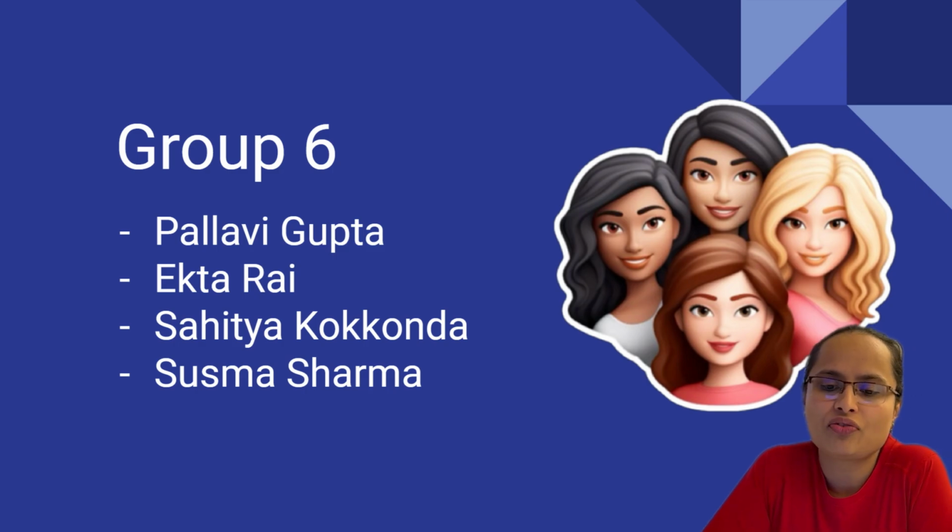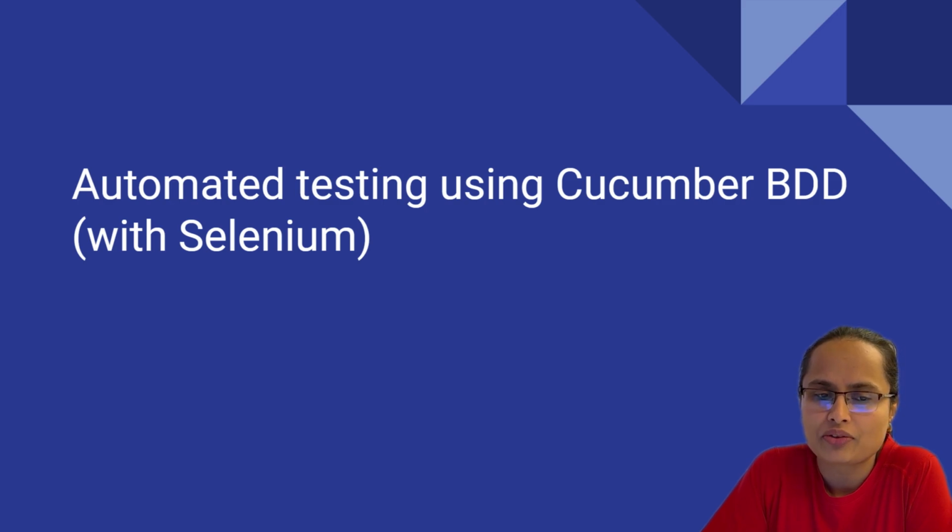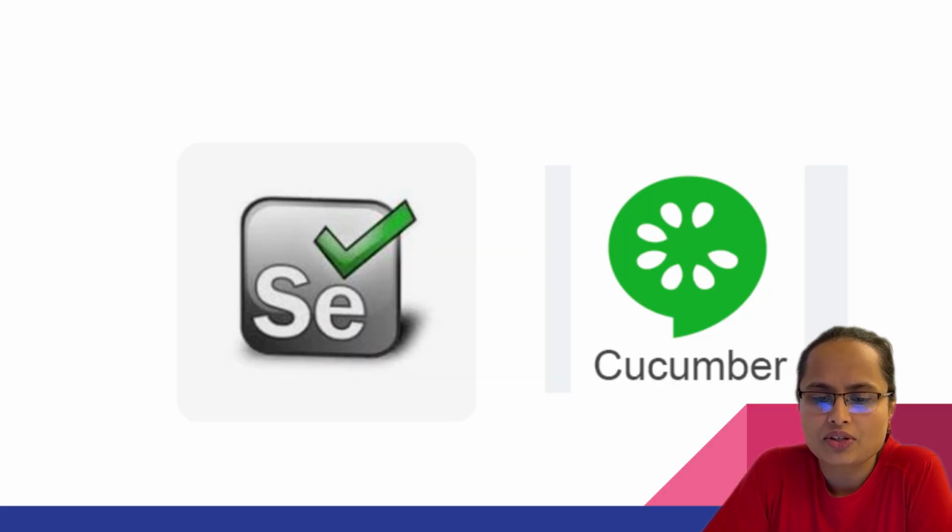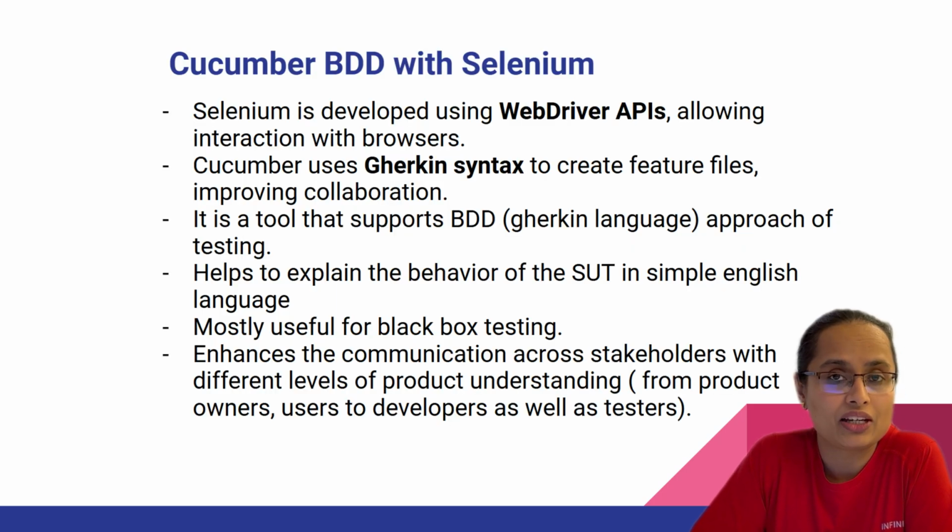This video is a part of our assignment for our quality assurance course. The tool that we'll be introducing is BDD Cucumber Framework with Selenium. This is a widely used automation testing tool that primarily focuses on behavior-driven development and web application testing.